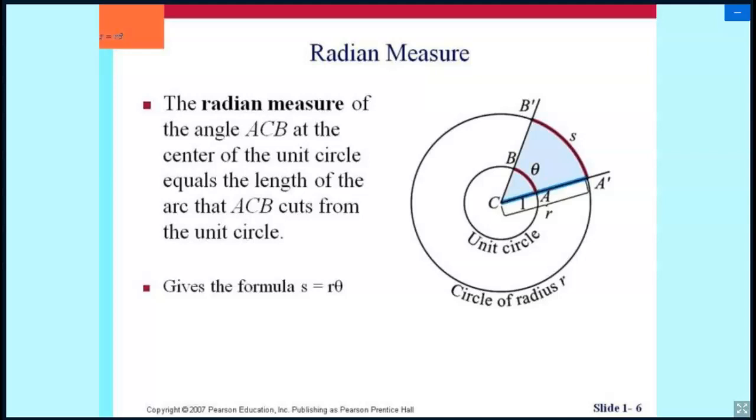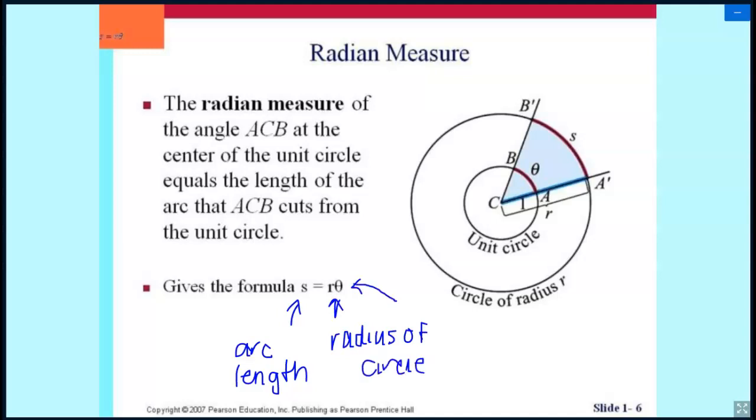For arc length, we use the formula S equals R theta, where S represents arc length, R is the radius of your circle, and theta is the angle of the circle that you are looking for the measure of.